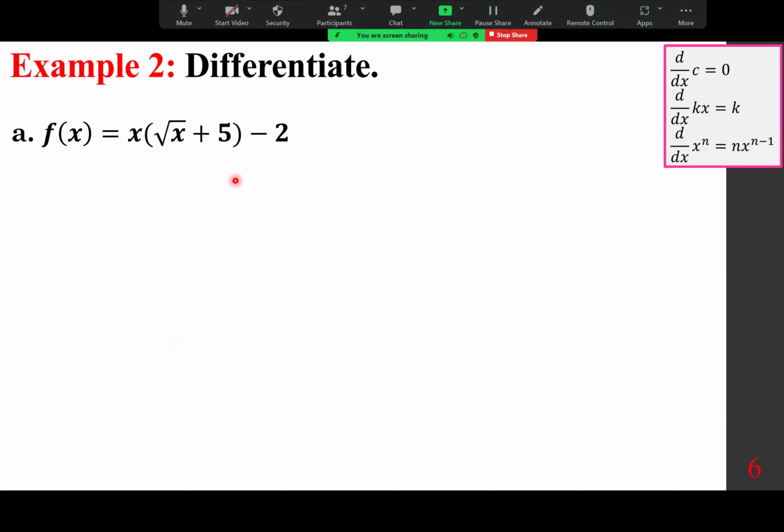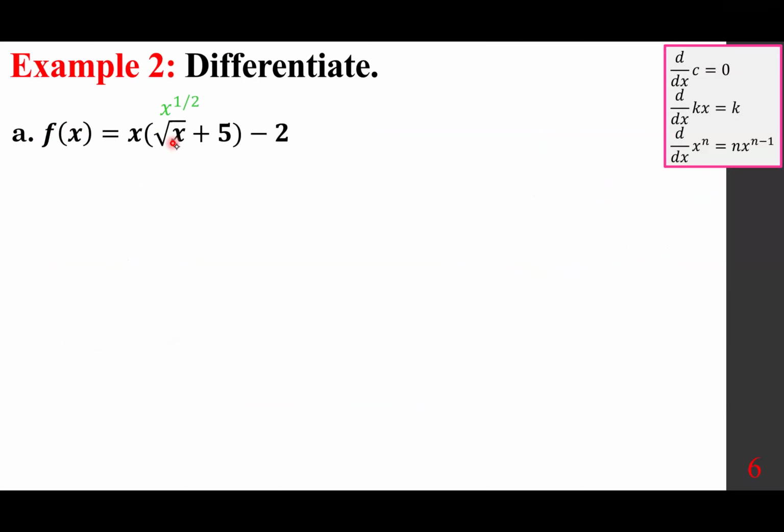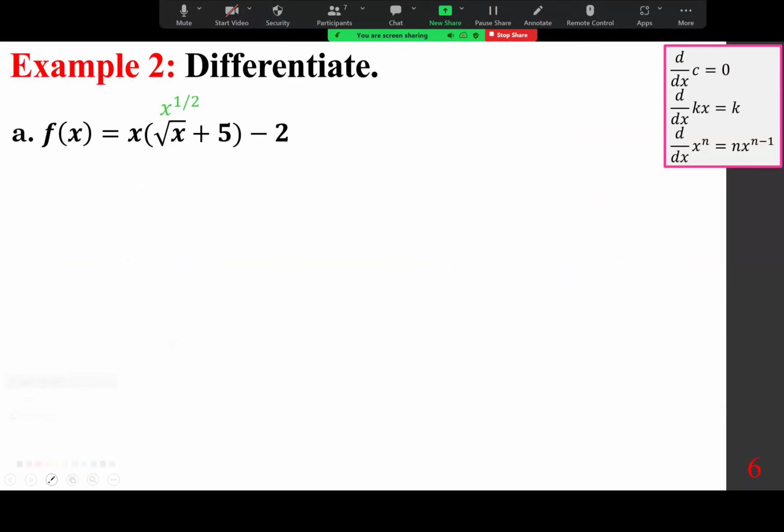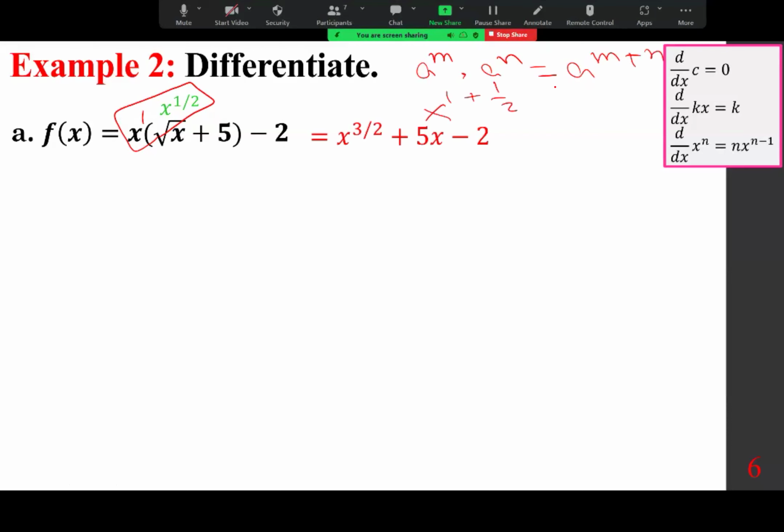Now, in this page, we are going to use the power rule again. However, just the way it is, square root of x has to be changed to x to the power of 1/2, so we can use the power rule. Now, when we distribute, this is x to the power of 1, and these two, a to the power of m times a to the power of n is a to the power of m plus n. They become x to the power of 1 plus 1/2, or 3/2. The rest is very straightforward.